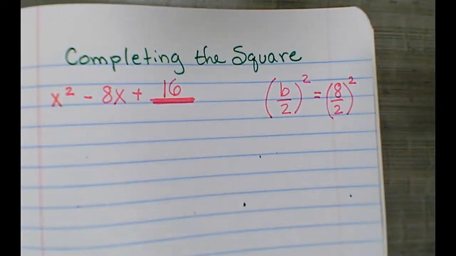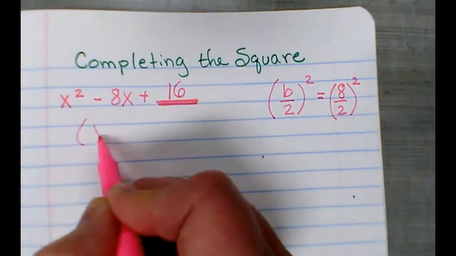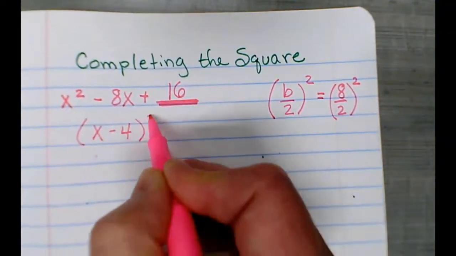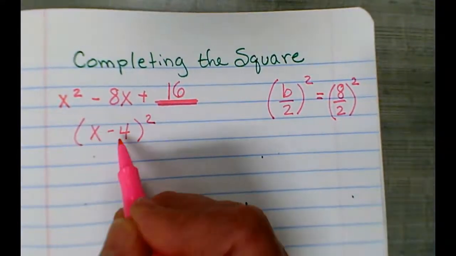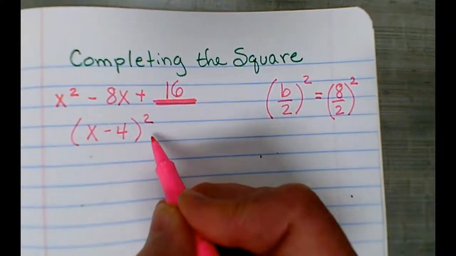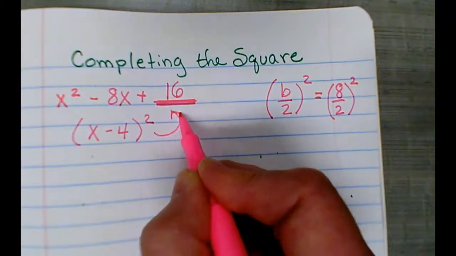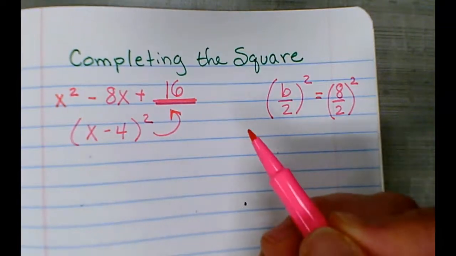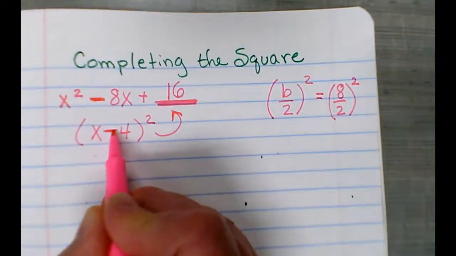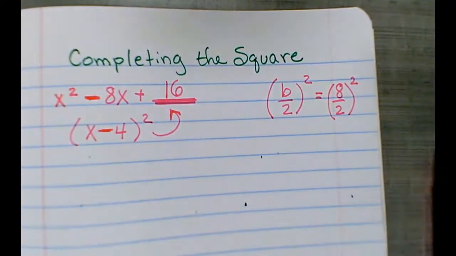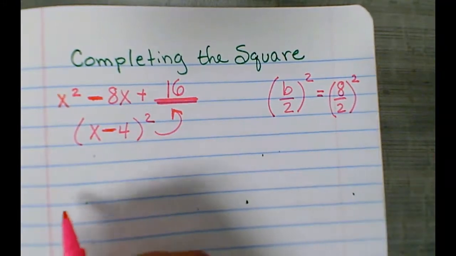I'm going to force my problem to have this perfect square pattern so that I can rewrite it like this. If I did this out with a box problem, it would be equal to that trinomial. Whatever this sign is, that's what the sign is for my perfect square. Okay, let's try another one.